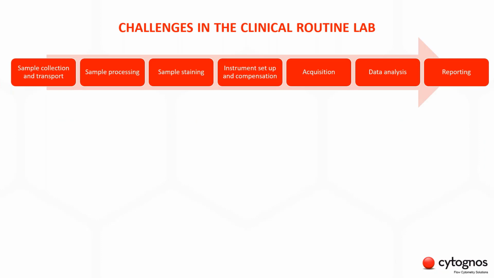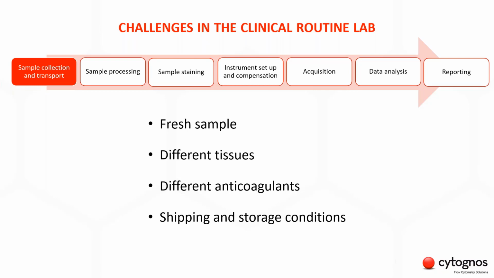Now let's see what are the common challenges we face in clinical routine. Regarding sample collection and transport, first, sample stability can be an issue. Most of the times we require a fresh sample, in some cases no longer than 36 hours after collection. And the samples that come in are very diverse, so we get blood, bone marrow, lymph nodes, and they come with different anticoagulants like EDTA or heparin, for example. So they require different shipping and different storage conditions, especially with regards to temperature.